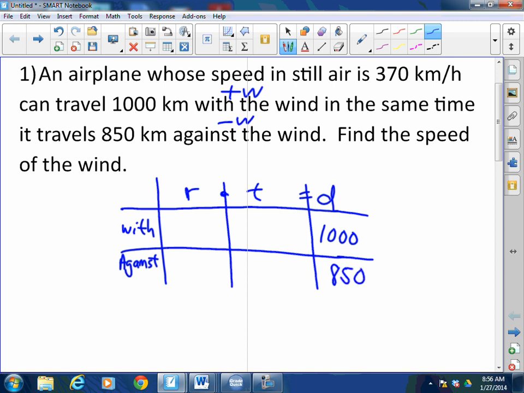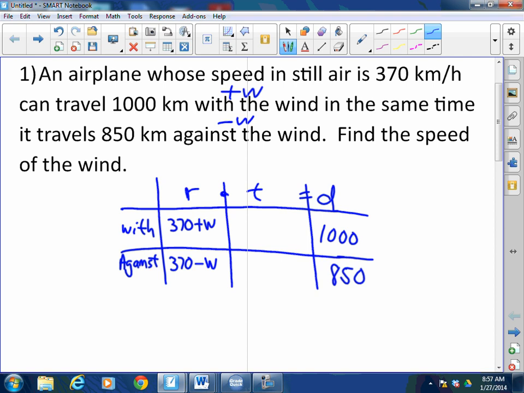Now they tell us that the speed is 370 kilometers per hour in still air. But we're talking about with the wind and against the wind. So the rate of the plane with the wind would be 370 kilometers per hour plus the wind speed. And the speed of the plane against the wind would be 370 kilometers per hour minus the wind.